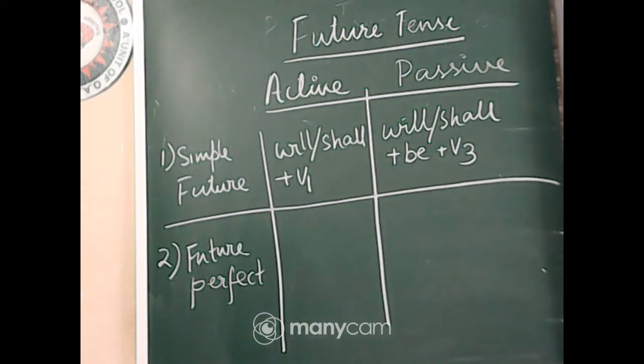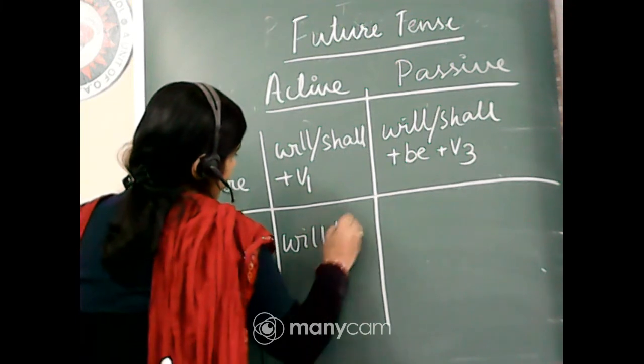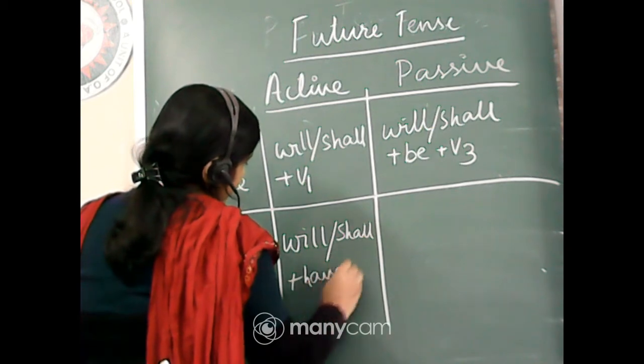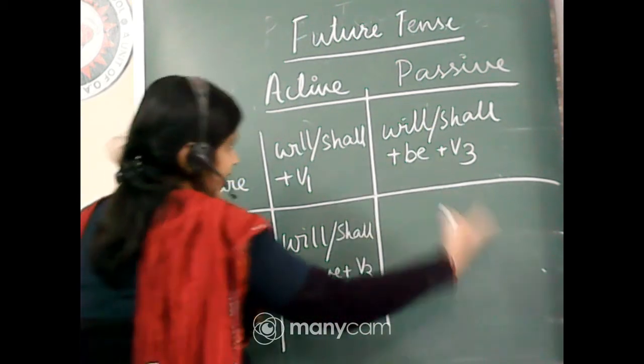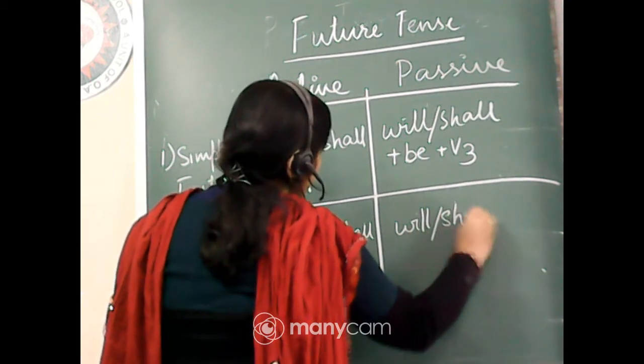For future continuous tense, we can't have any passive voice. If you can find out, it will be really a good thing. Okay, try to see if you can change any sentence which is in the future continuous into a passive voice. We can discuss it in class. Now, the other form is future perfect tense. What is the formula of future perfect tense? Will or shall plus have plus V3. And in the passive voice, the same thing is there, except been is added to it.